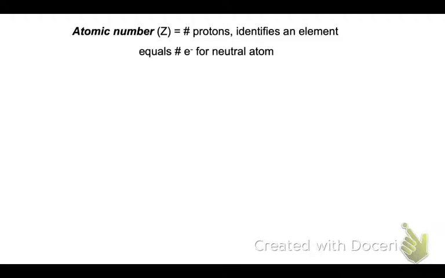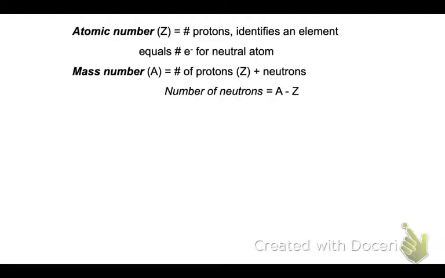For a neutral atom, that will also equal the number of electrons. So the atomic number will also equal the number of electrons because that will make the atom neutral. Number of protons is equal to number of electrons. A mass number, which has the symbol A, is the number of protons, which is the atomic number, plus the number of neutrons. Therefore, the number of neutrons can be calculated if you subtract the atomic number from the mass number.